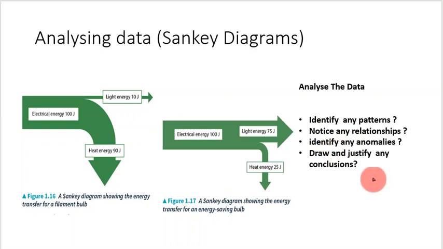What are some of the justifications or conclusions that we can come up with? Well, from this data set, we can see that energy saving bulbs are far more efficient in relation to energy use than filament bulbs. So these are Sankey diagrams, and again, it's another way that you can take data and present data.